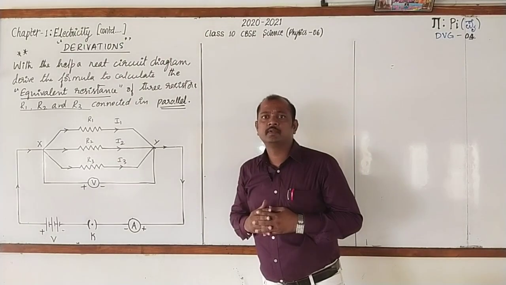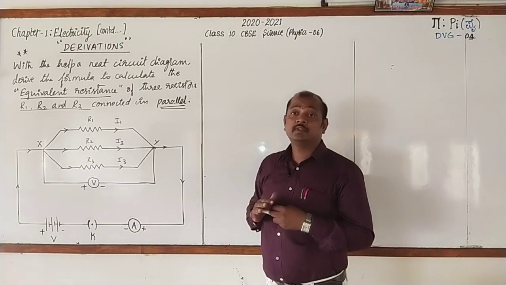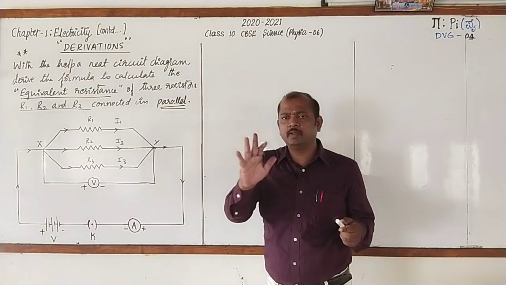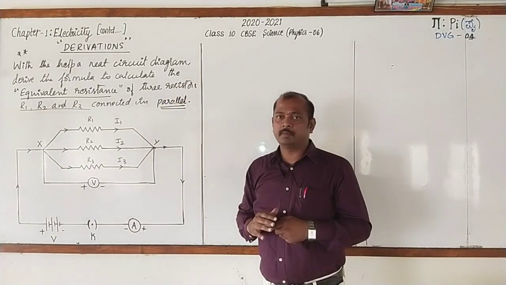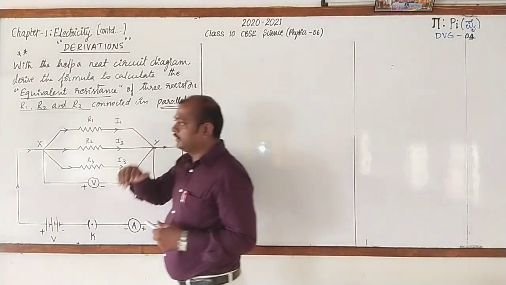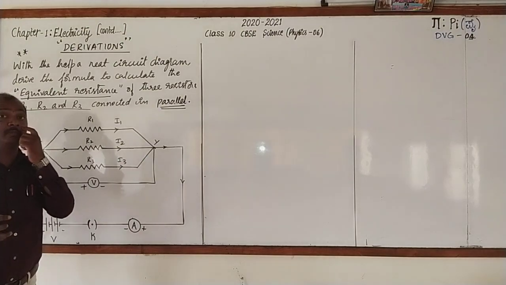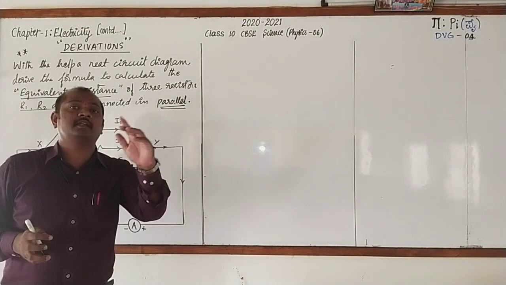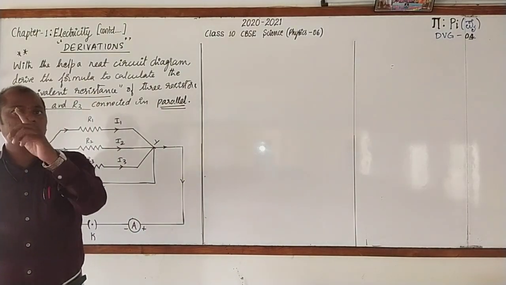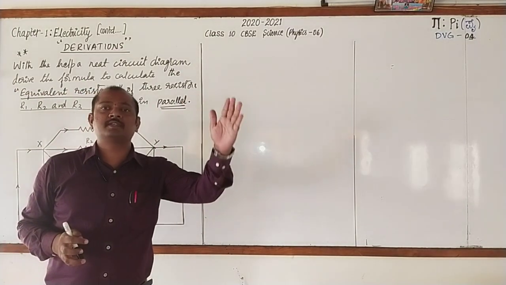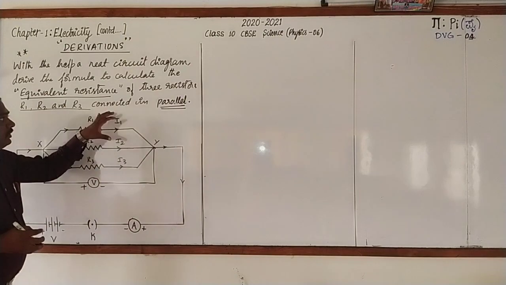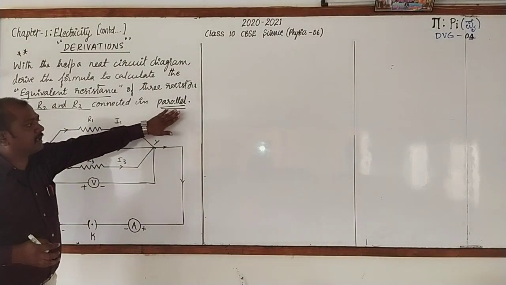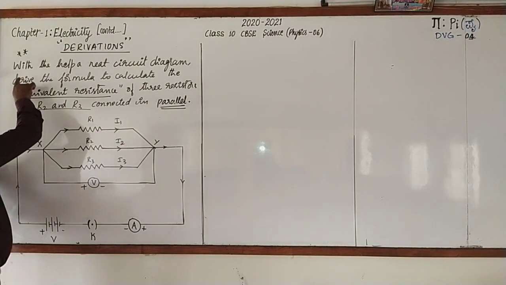Dear students, just go through the second derivation. This is also very important. Again I have put a double star mark. Earlier we found out the formula to calculate the effective resistance when the resistors are connected in series. That was Rs equal to R1 plus R2 plus R3. But here we are moving to the parallel one. Just go through the given statement.